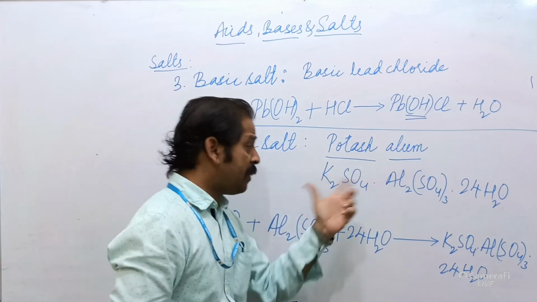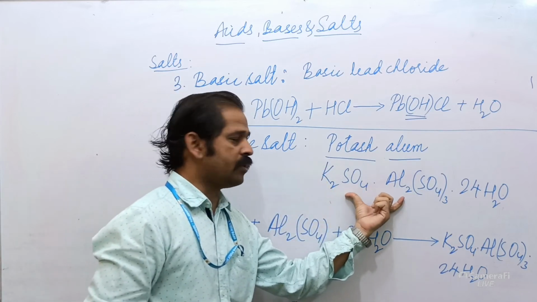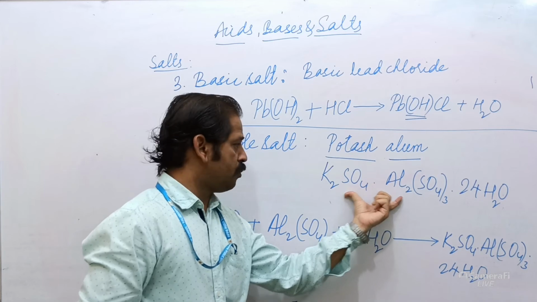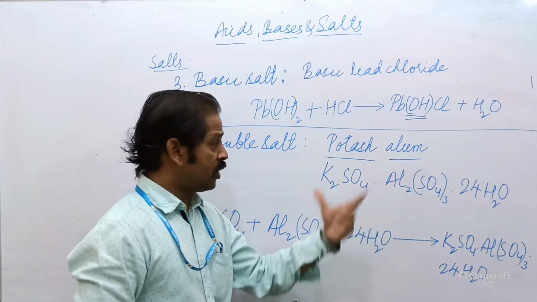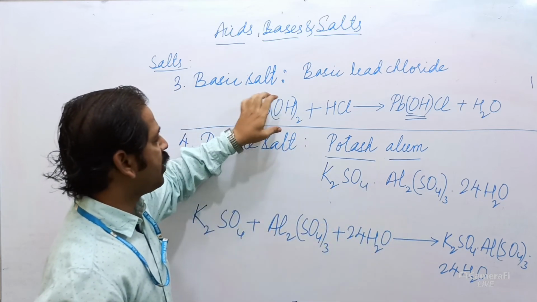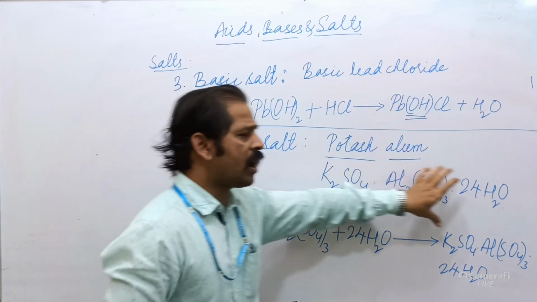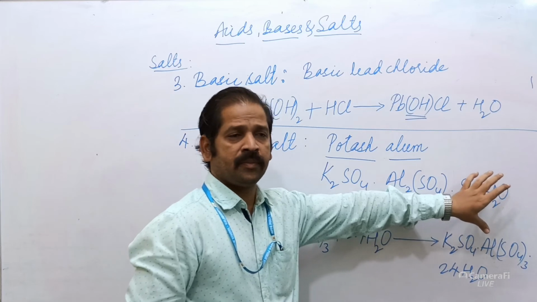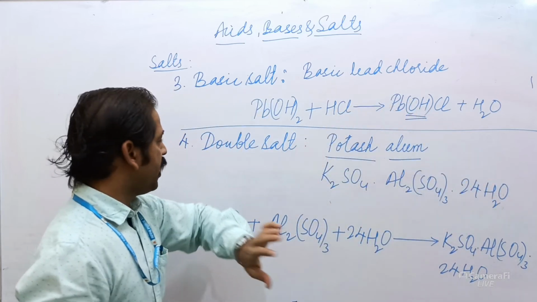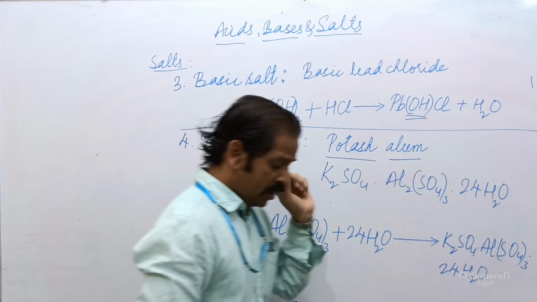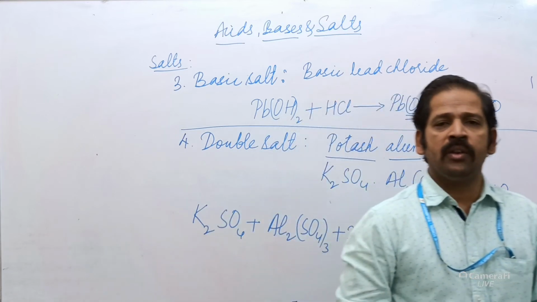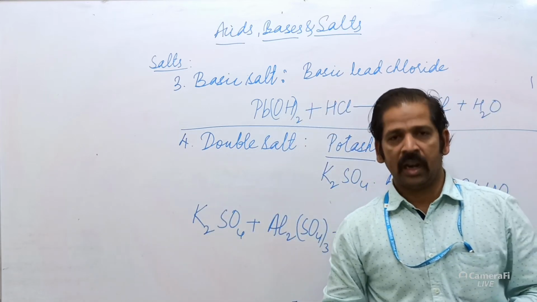It is the double salt. Both the salts are available here. There is no combination here, no mixing into a new chemical. All are combining with each other. Potash alum is the fourth type of salt. Double salt, usually you are going to learn in class 11.